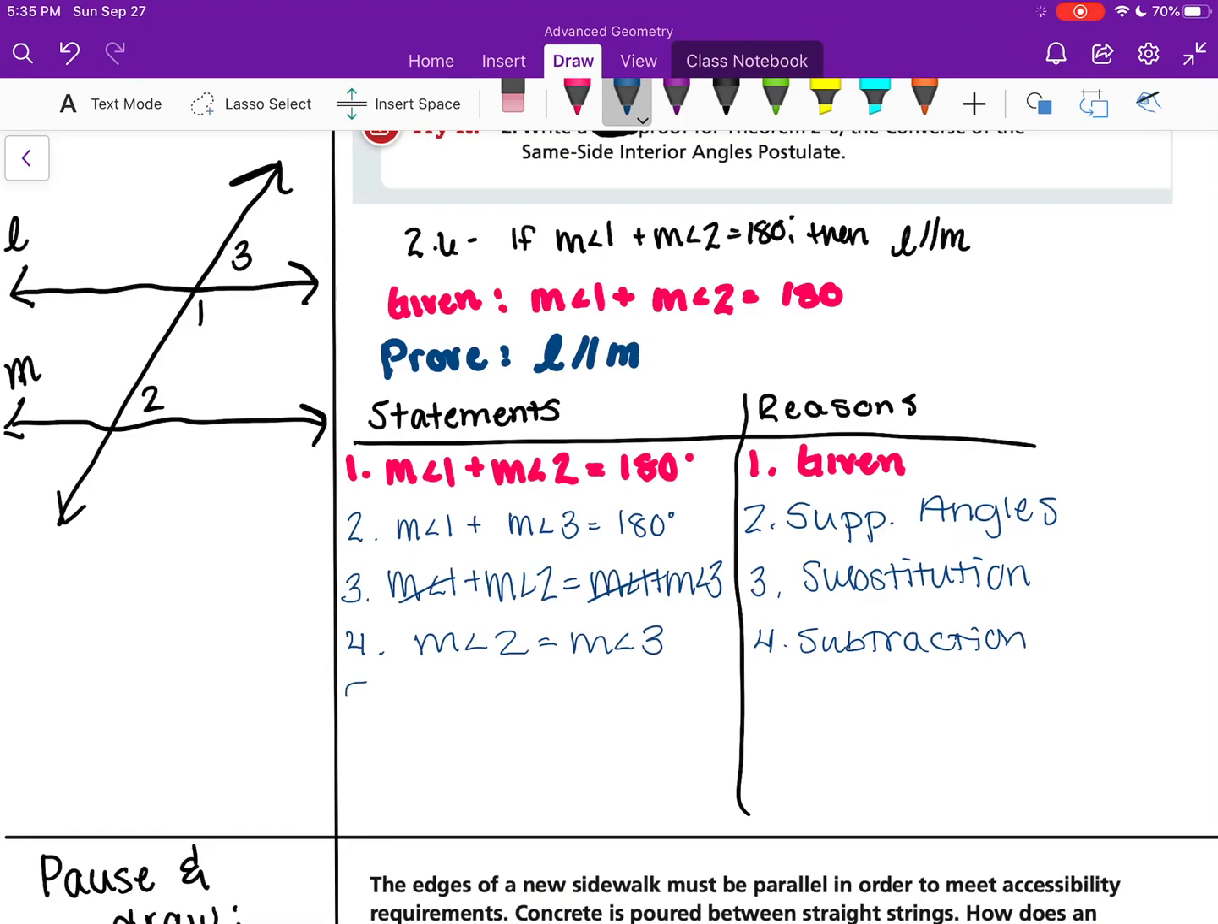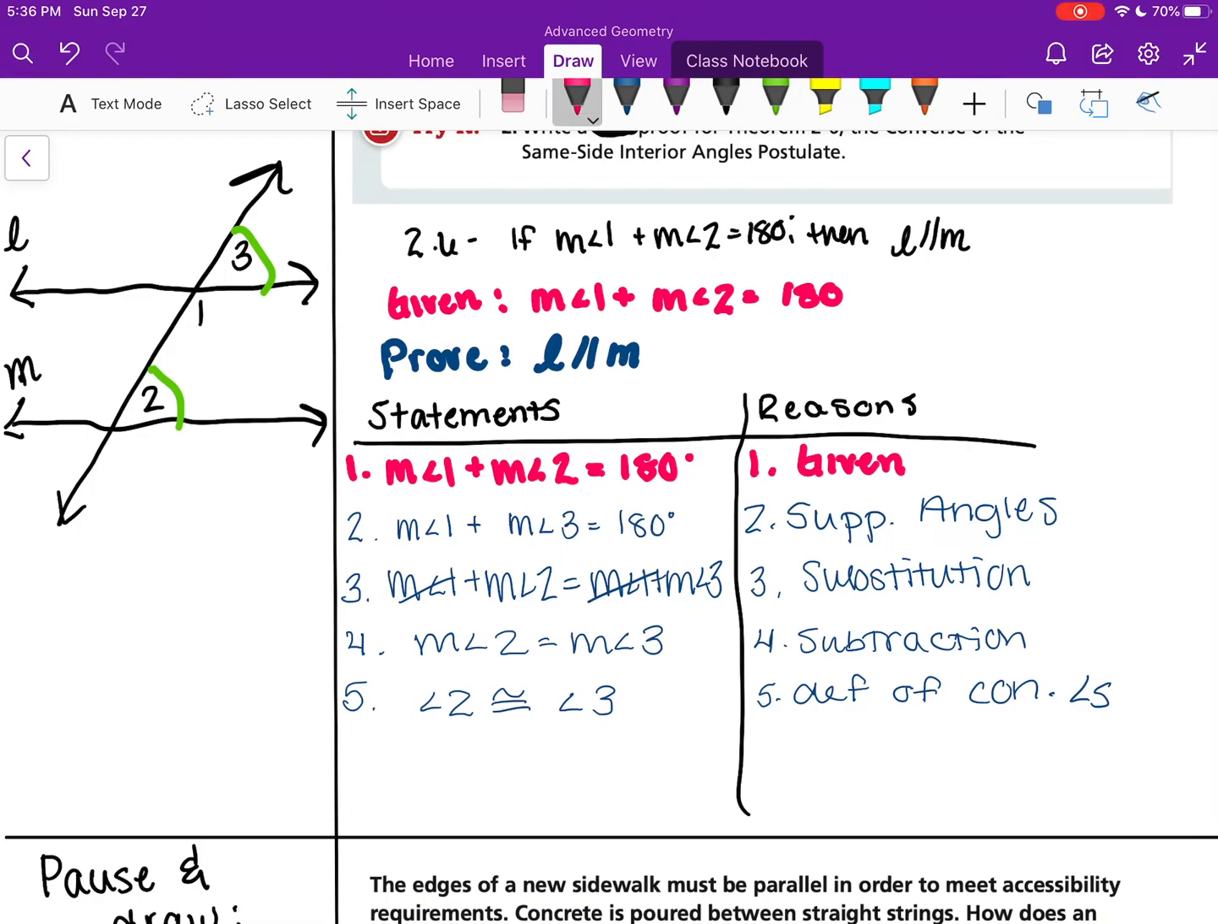Now, what do we naturally know? If the measures are equal, what do we know about the angles? We know that if the measures are equal to each other, then the angles are congruent. So that means that angle 2 is congruent to angle 3 by the definition of congruent angles. And you're probably wondering, Miss Meyer, where are you going with this? But if we know that angle 2 is congruent to angle 3, look at the postulates and the theorems that you just wrote down, the converses, and is there one of them that states if corresponding angles are congruent, then the lines are parallel?